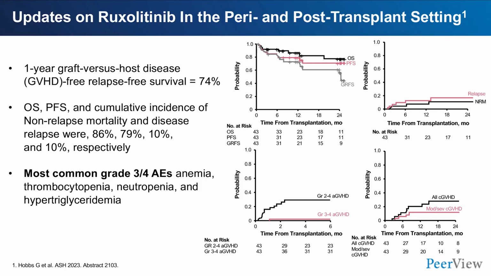Then a few slides on the use of JAK inhibitors in the peri and post-transplant setting. So ruxolitinib, as we know, has utility in the management of graft versus host disease, but here we are only focusing on outcome after stem cell transplant for MF. So here you can see outcomes and GVHD relapse-free survival sitting at 74%. You can see a cumulative relapse and non-relapse mortality. And then the risks of graft versus host disease, which are particularly a problem for myelofibrosis patients.